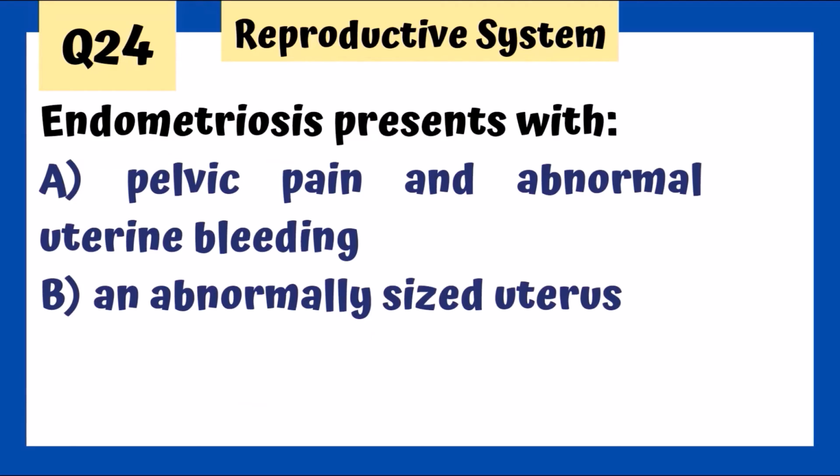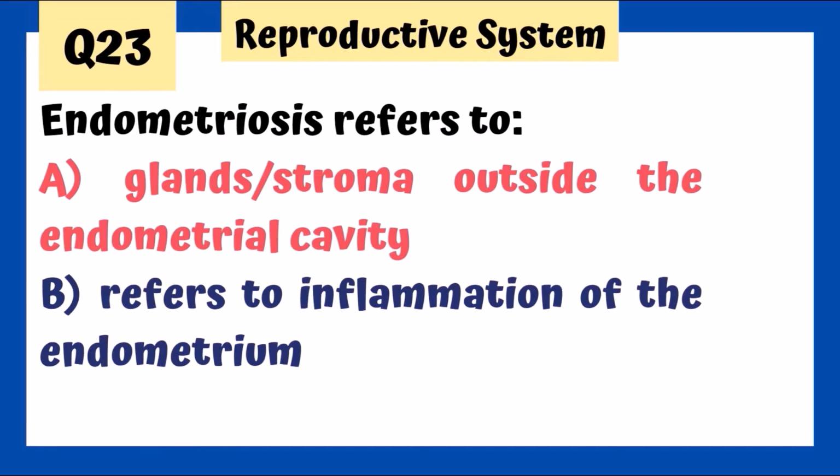Question 1084. Endometriosis presents with, how's the woman going to present? With pelvic pain and abnormal uterine bleeding. And it could lead to infertility. So before, endometriosis refers to glandostroma outside the endometrial cavity.